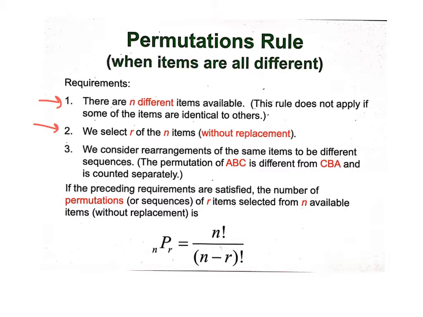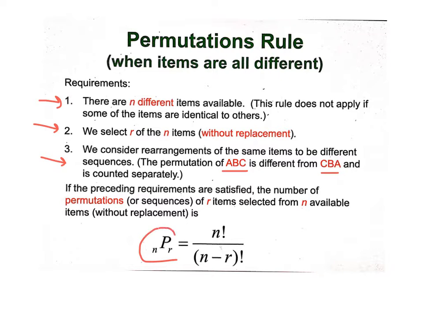Number 2, we're going to select r of the n. We're not putting them back. So once somebody's chosen for the first seat, they're done. They can't be chosen for the second seat, so without replacement. Number 3, we consider rearrangements of the same items to be different. For example, ABC is different from CBA because it's a different order. Order matters in permutations.